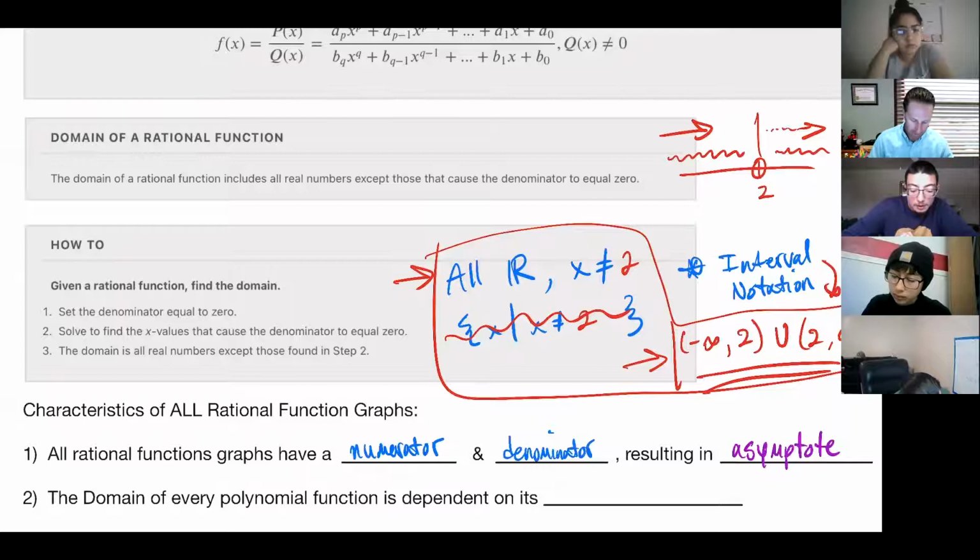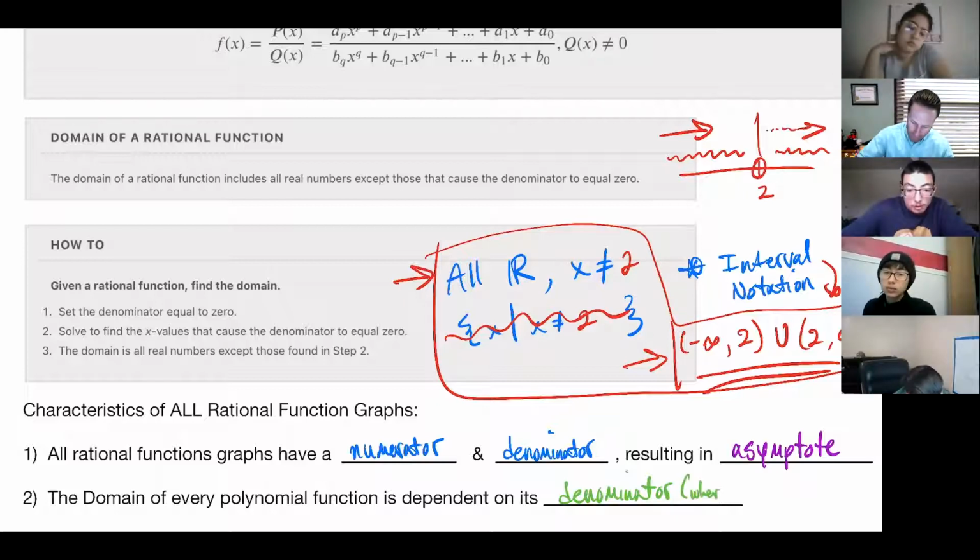Okay? And the domain of every one of these is dependent on what? What part of that fraction? The denominator. Very good. Excellent. And what about the denominator? Where it equals 0. Excellent. Great job, guys. Okay, so that's the gist of that section.